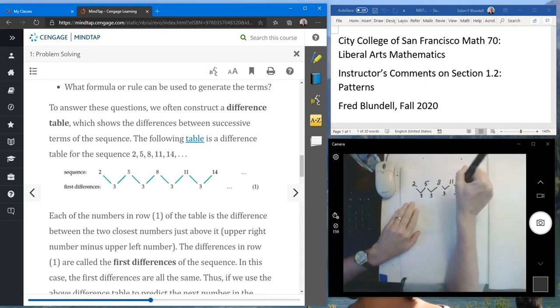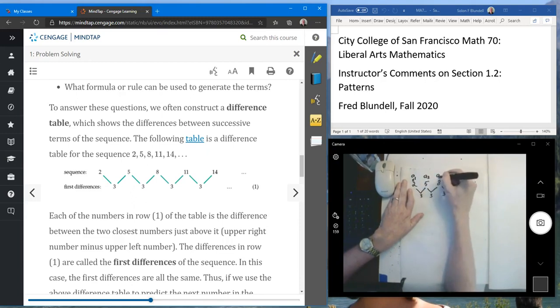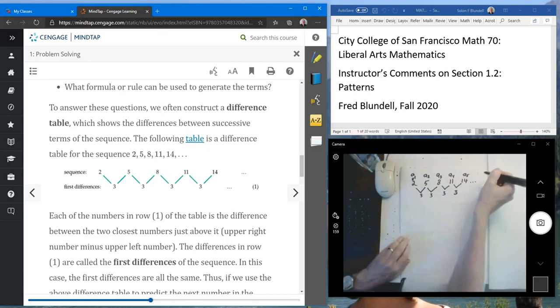We want to make a formula for the nth term. Now, what do I mean by that? The first term, A1, is 2. And A2 is 5. And A3, the third term, is 8. So we want to make a formula with an n in it to tell us what's the number at the nth term.